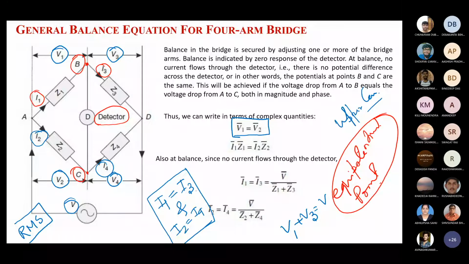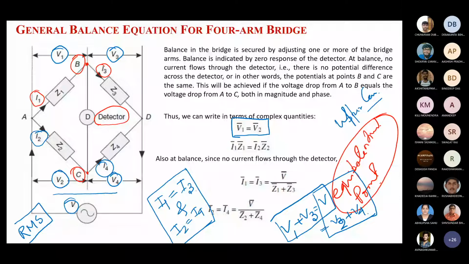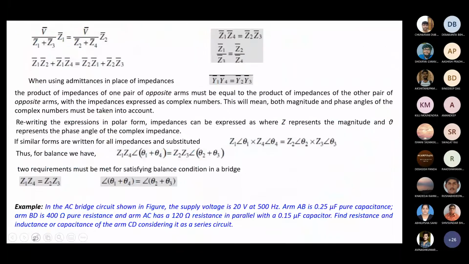Similarly, this equals V2 plus V4. Both are the same. This is the first condition and this is the second condition. Both are the same. Then we equated the impedances, and after matching we observed that Z1 Z4 equals Z2 Z3. In all the cases there is a bar.